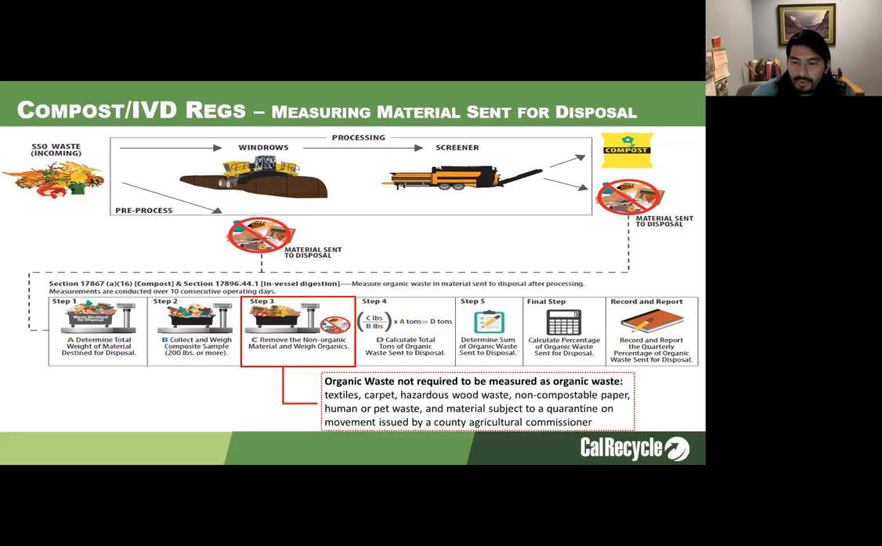There's an important note here for the purpose of this measurement for composting and for IVD. What's not included as organic waste? Well, that's textiles, carpet, hazardous wood waste, obviously, because they can't take hazardous wood waste, non-compostable paper, and human and pet waste. So that doesn't need to be factored in for the purpose of this measurement by the operator. So that's something to be aware of as the EA.